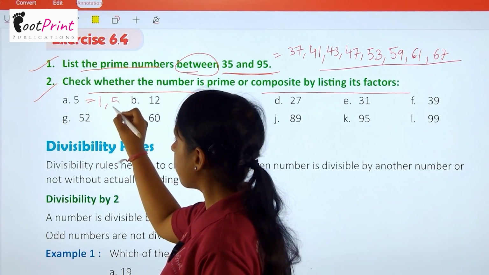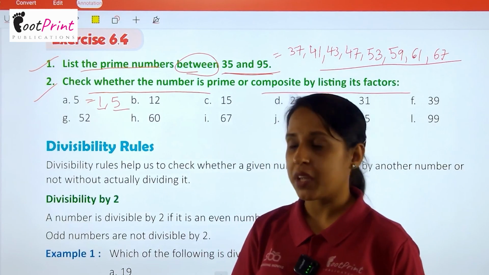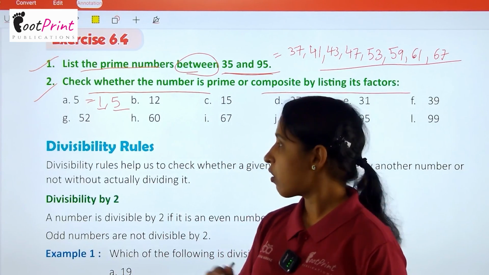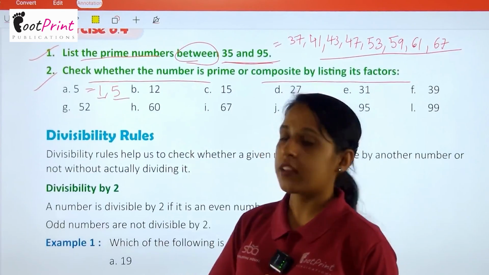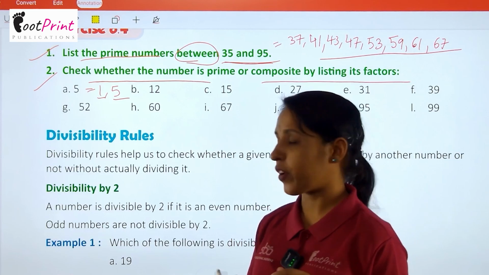1 and 5. Okay, the number 1 and the number itself. It means we can say that 5 has only 2 factors. So it means 5 is a prime number because it has only 2 factors.